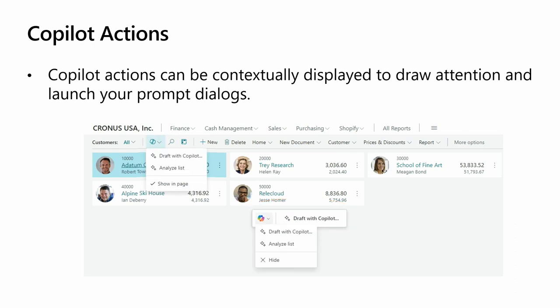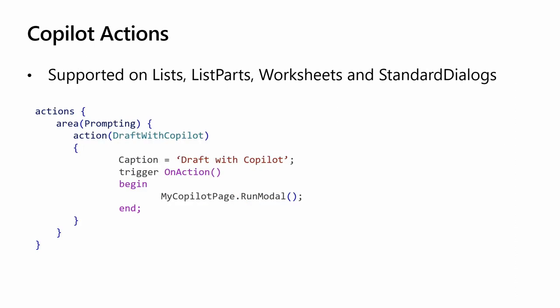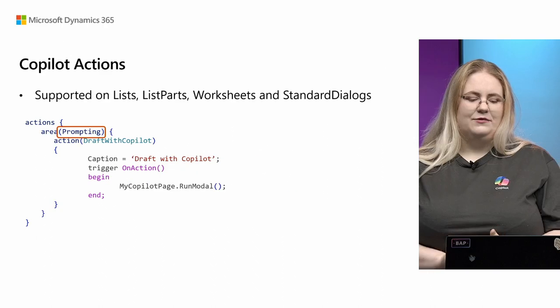How do you implement such a Copilot action? Again, there's a new area in Actions on lists, list parts, worksheets, and standard dialogs, as I mentioned, and it is called prompting, where you can put your actions, such as the previous one displayed, draft with Copilot.